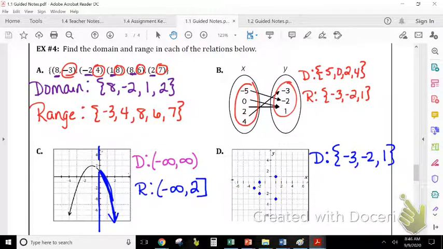Erase my extra points I just put on there. All right, then your range is going to be your y's. And so remember, we're looking at the y-axis.